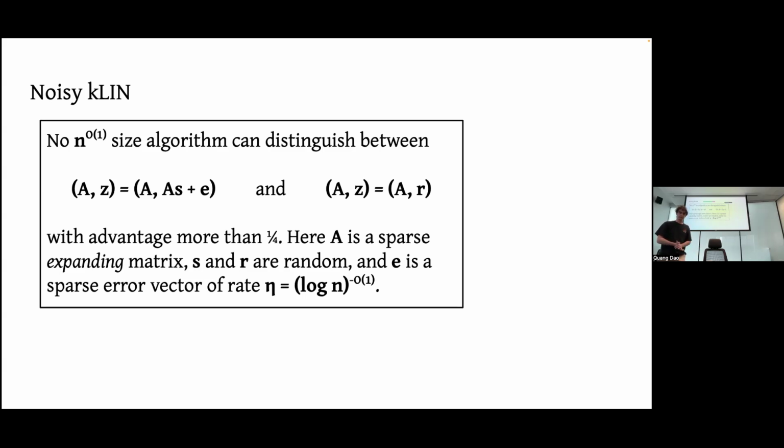public key encryption scheme. The two main points are that A is sparse and expanding, and that the error vector E has noise rate inverse polylog, which is significantly higher than the uses of k-LIN to get conjecture on its own, as I'll discuss in later slides. So what is it?